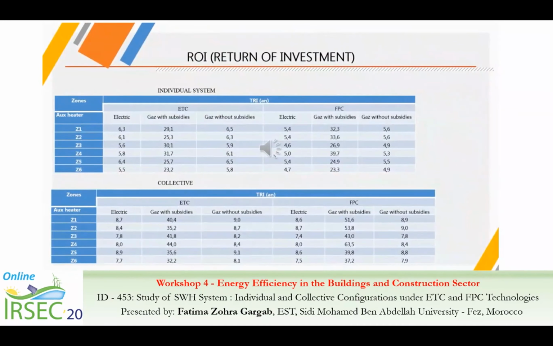The solution is useless in terms of investment for gas system. If the gas prices are without subsidies, it will be highly attractive, while it's feasible in the case of conventional electric system.